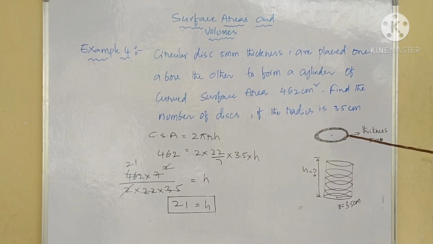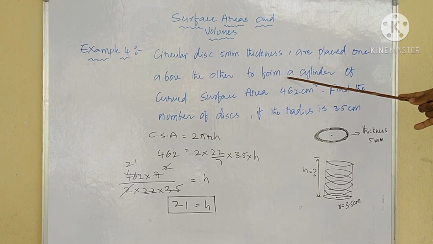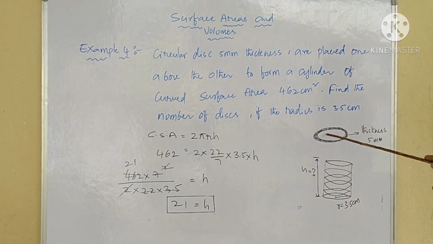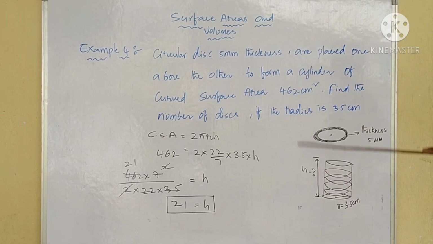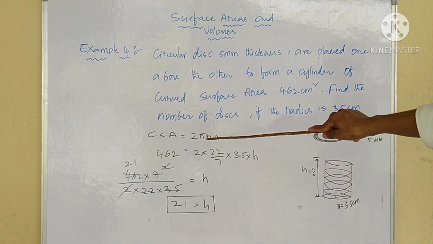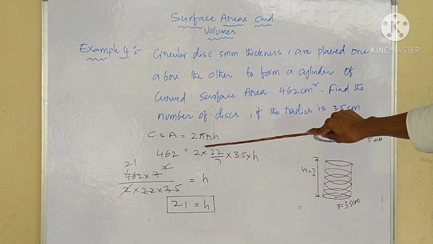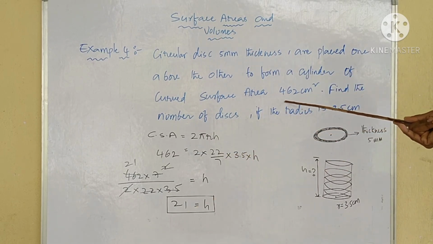The disc radius is 3.5 centimeters and the thickness of the disc is 5 millimeters. Some number of discs are placed one above the other to form a cylinder. Here the height of the cylinder is a question mark and the radius of the disc is 3.5 centimeters. Substitute these values in our curved surface area formula. The curved surface area is already given, 462 centimeters square.